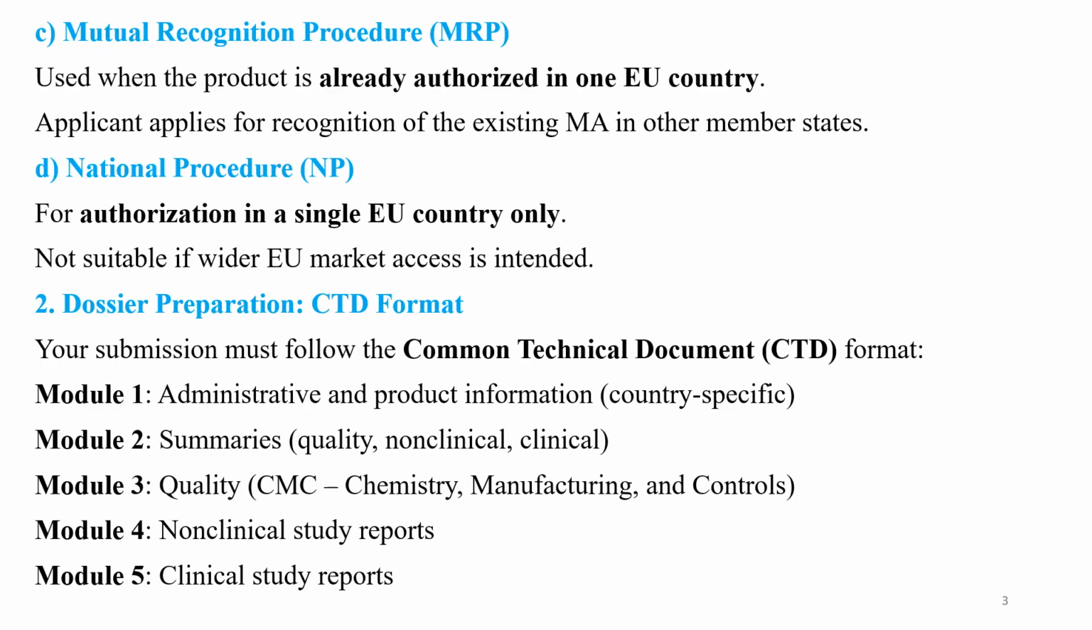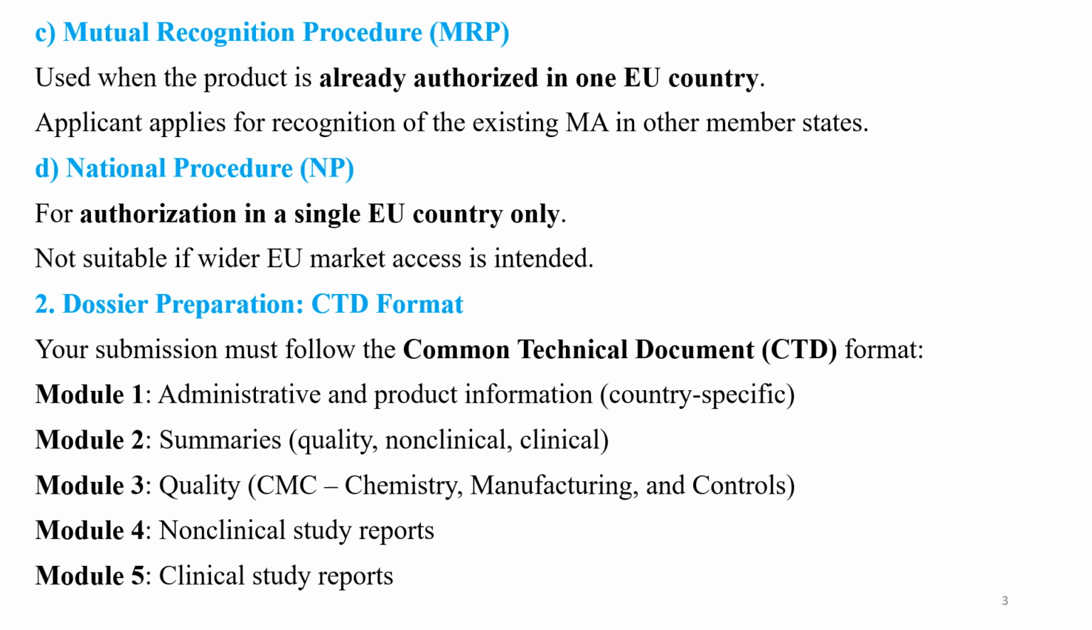Then the third one is the mutual recognition procedure. It is called MRP, used when the product is already authorized in one European country and the applicant applies for recognition of the existing MA in other member states. Fourth one is the national procedure, NP, for authorization in a single European country. It is not suitable if wider EU market access is intended. So the national procedure is for a single country only.